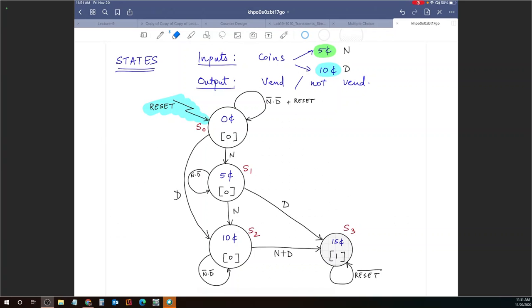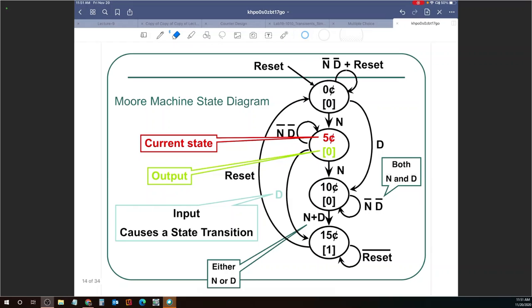I cannot erase them because I did. So if you have drawn them, that's fine. Absolutely fine. But I'm saying that you don't need to because you have included it over here. So this essentially indicates that arrow in this form indicates that no matter where you are, you press a reset, you come back to state 0.